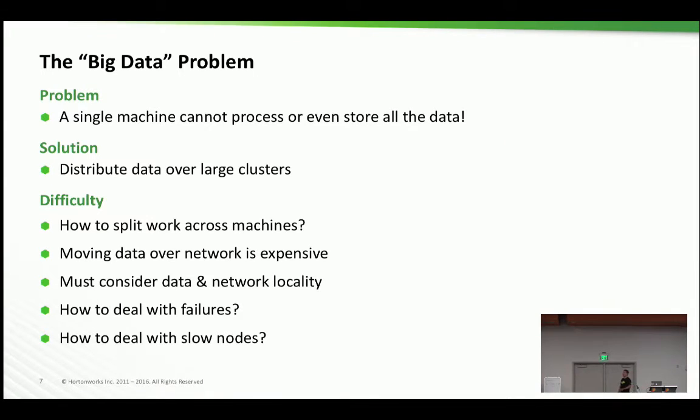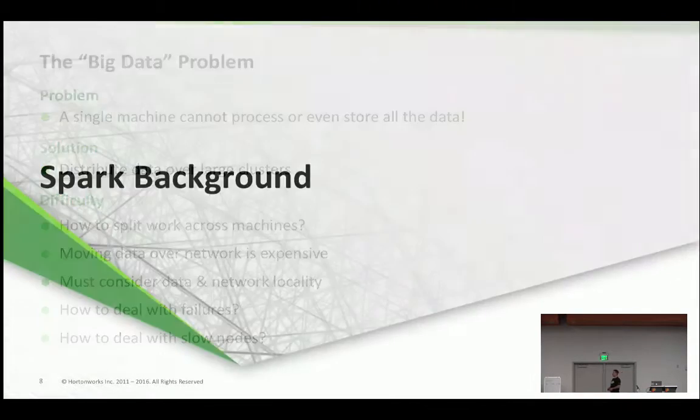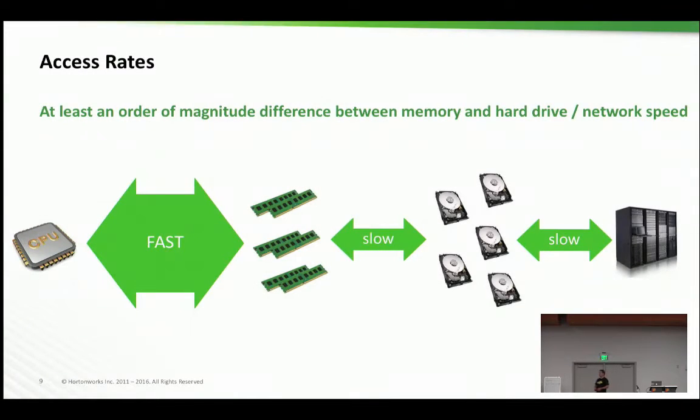How do you minimize that movement? Things to consider like data and network locality. How do you deal with failures? That's a difficult one. How do you recover from failures? And how do you deal with slow nodes? So we'll try to address some of these things and how Spark comes in to address them and work with that automatically. So a little Spark background.